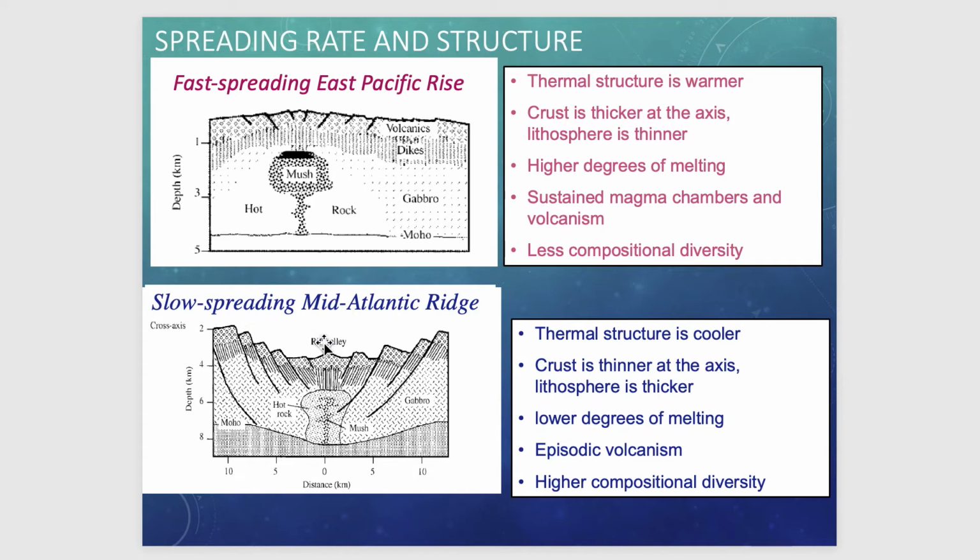Slow spreading instead has a mash that is diverse. You have less fluidity, it's more viscous, and it's also smaller, so the mash itself is in the center part. So you end up having a thicker chunk of crust on top of the mash, and yeah, the thermal structure usually is cooler. The crust is thinner at the axis.